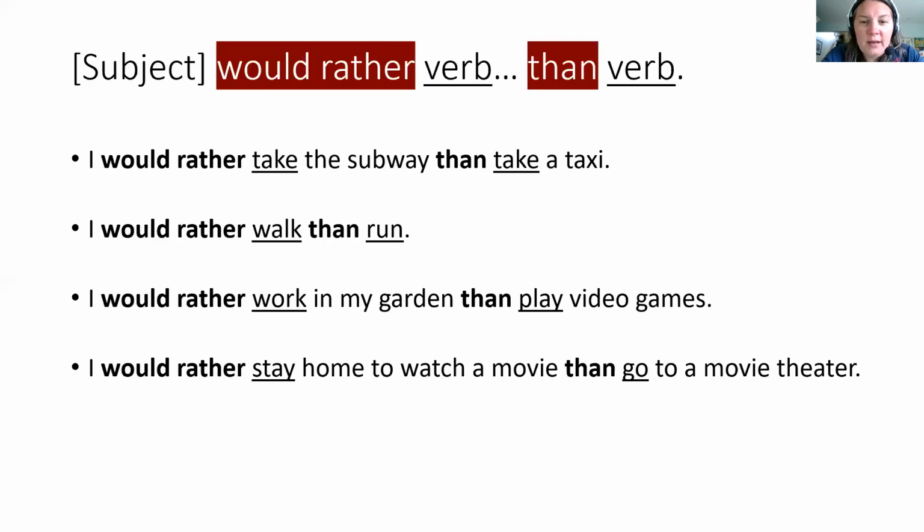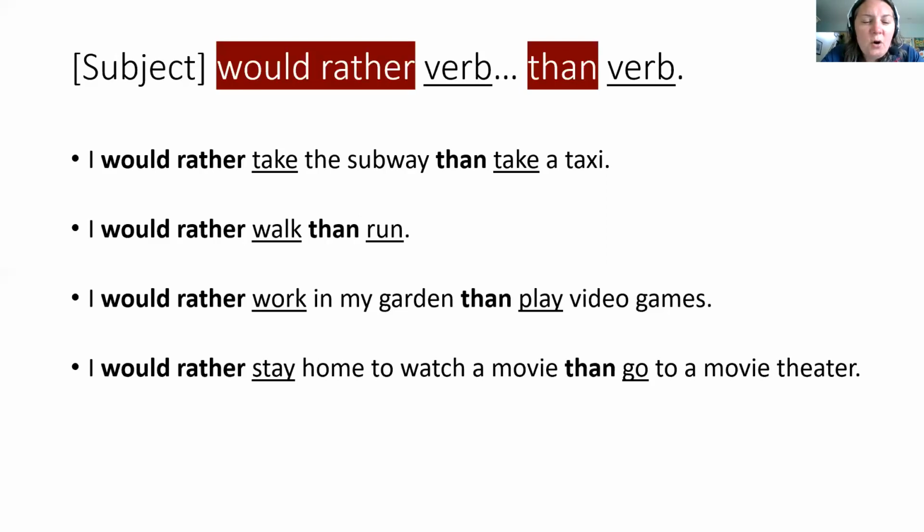I would rather work in my garden than play video games. Here you see some more information added after each of the verbs. I would rather work than play. But it's not just work than play. It's actually something more specific, right? I would rather work in my garden than play video games. We added some specific detail. In the case of in my garden, we've added a prepositional phrase using the preposition in. Garden is the noun. In the case of video games, we've added a direct object.